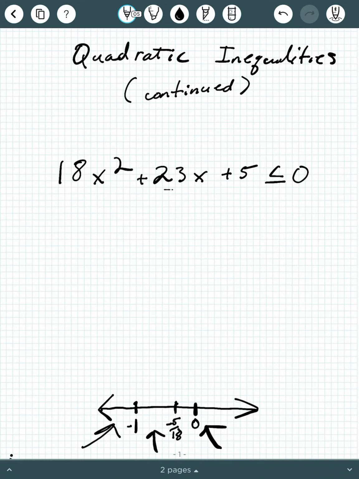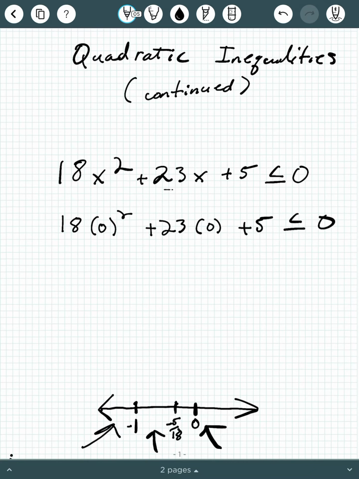First, let's go greater than -5/18 because 0's right there, and that's an easy one to check. So if I do 18 times 0 squared plus 23 multiplied by 0 plus 5 is less than or equal to 0. Really, I did a lot of writing for nothing because those two cancel out, and we see 5 is less than or equal to 0.